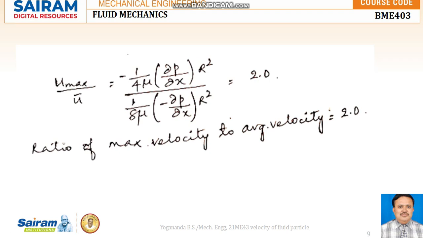So we proved that the ratio of maximum velocity to average velocity is 2.